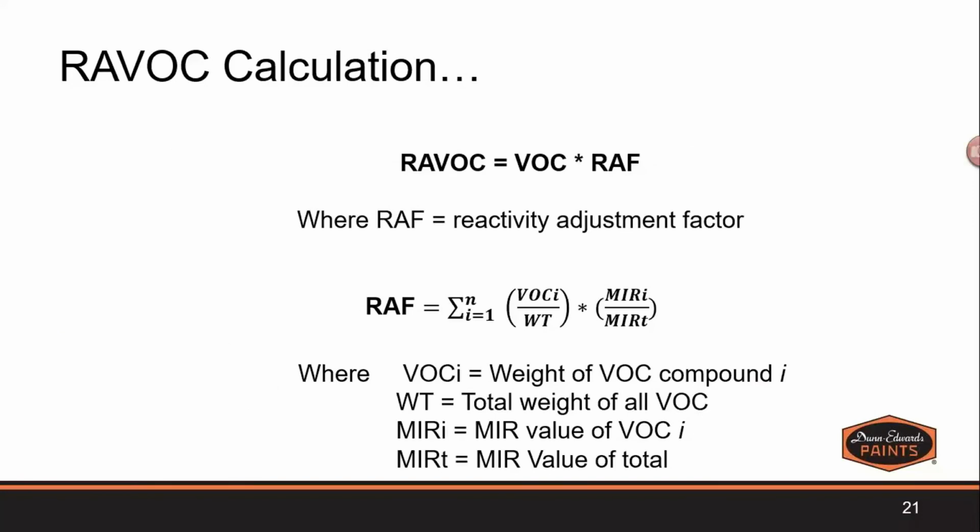So here is the RAVOC calculation. RAVOC is VOC times RAF, where RAF is a reactivity adjustment factor. And we have this pretty little equation that tells us how exactly to calculate it further. But to be honest, we do have a RAVOC calculator spreadsheet to calculate the RAVOC content and VOC content for the entire formula, which is super easy and helpful.